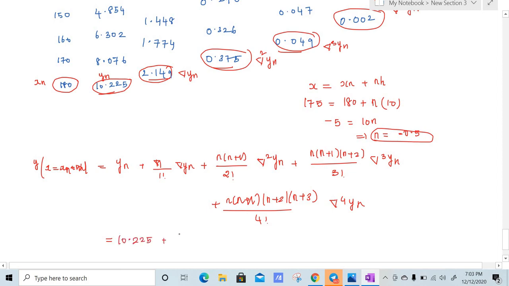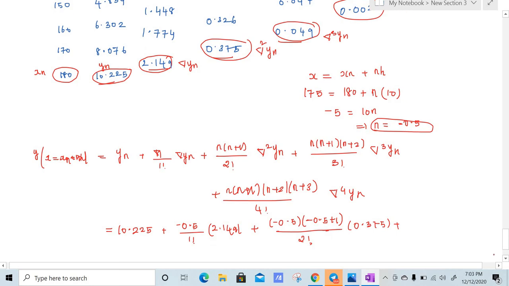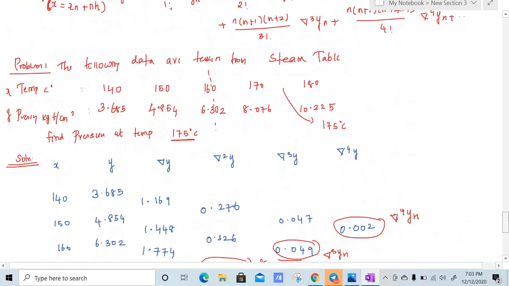Yn is 10.225, and n is minus 0.5 by 1 factorial, nabla yn is 2.149, plus n into n plus 1, so minus 0.5 into minus 0.5 plus 1 divided by 2 factorial into nabla square yn. So it is 0.375. Just continue for the remaining terms and you will get the answer as 9.1, right? So you just change the formula to plus.